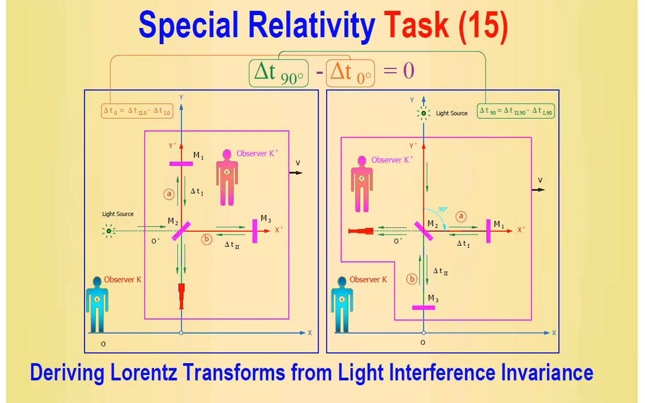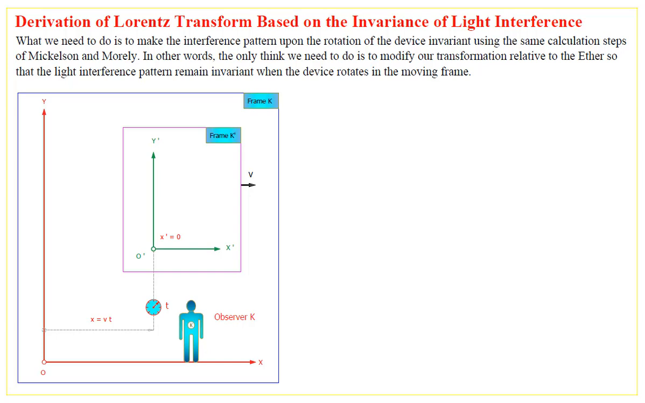Special relativity. Deriving Lorentz transforms from light interference invariance. What we need to do is to make the interference pattern upon the rotation of the device invariant using the same calculation steps of Michelson and Morley. In other words, the only thing we need to do is to modify our transformation relative to the ether so that the light interference pattern remains invariant when the device rotates in the moving frame.